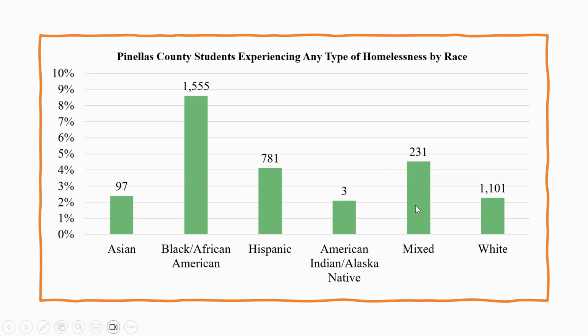The racial breakdown is as follows. Although approximately 4% of the students were identified as homeless, about 8.5% of the homeless population identified as African American. That was nearly double all of the other racial categories. Next.